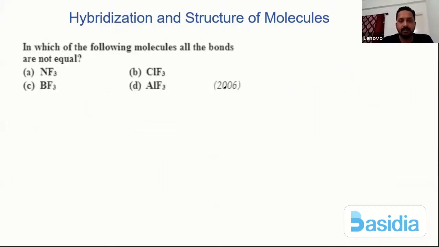Okay. Right. Check this question now and try to answer it. In which of the following molecules, again, I think I had given you a very similar set of questions, right? In which of the following molecules all bonds are not equal? Now try this question. Again, I'm going to give you 30 seconds to solve this question. Start solving the question. 30 seconds is what you have.